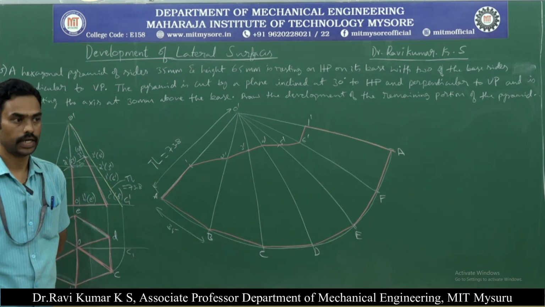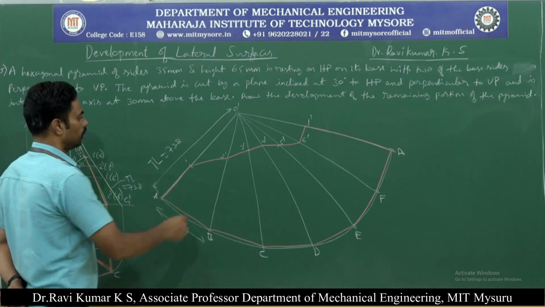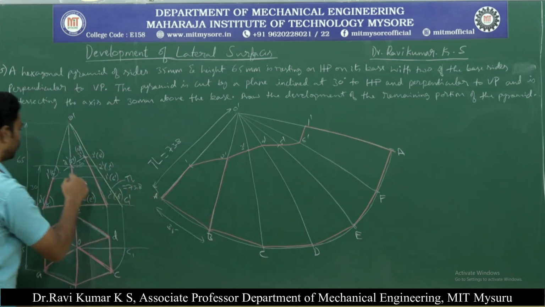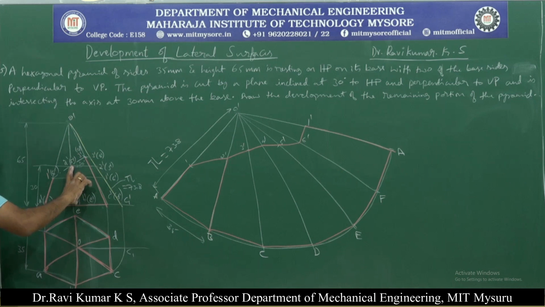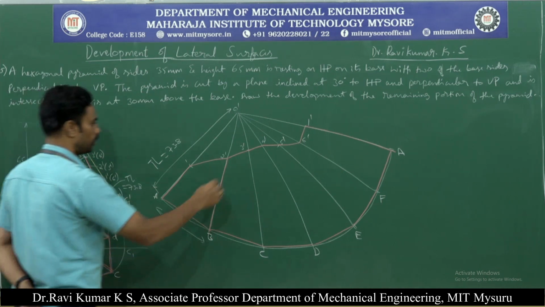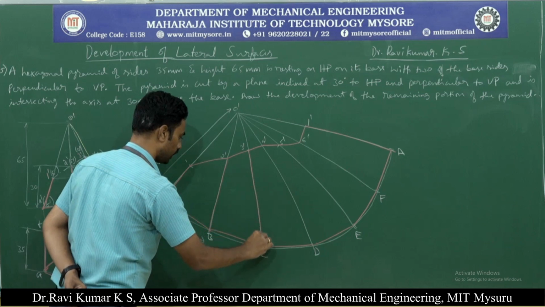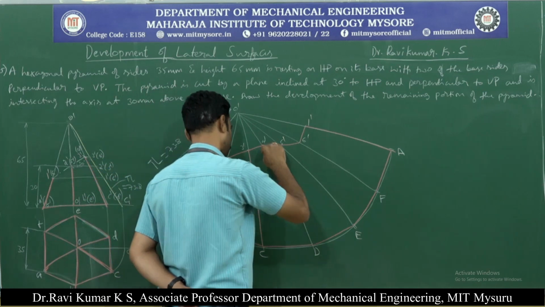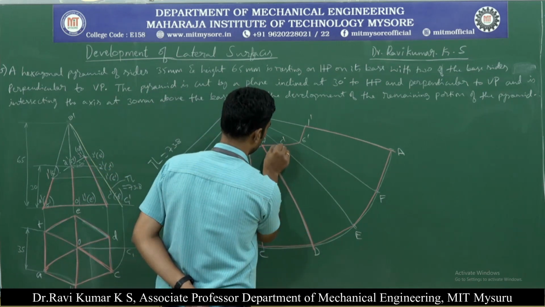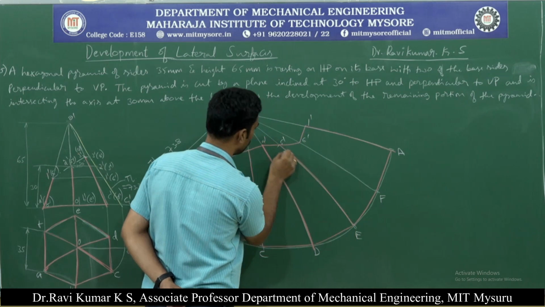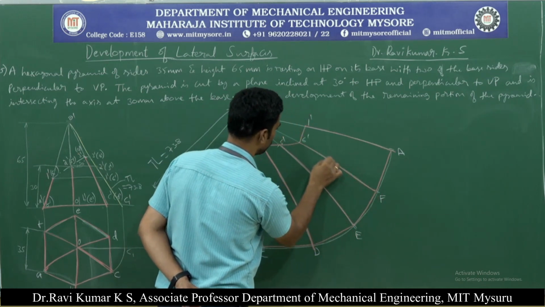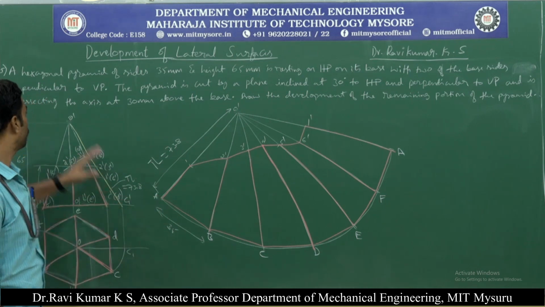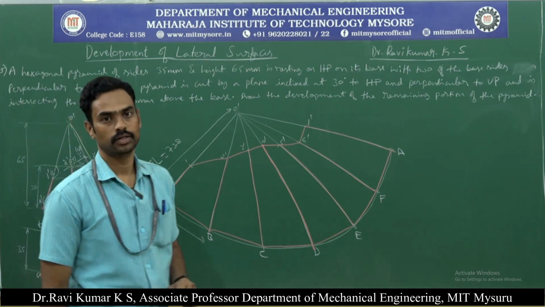Again, the development is not completed yet. You need to join all the retained portion of the lateral edge, that is 2-B, 2-B. Only this is the retained portion. This is the cutoff portion. Similarly, 3-C. Only this is the retained portion. This is cutoff. 4 to D, 5 to E, 6 to F. So this is the development of the said problem, the hexagonal pyramid.